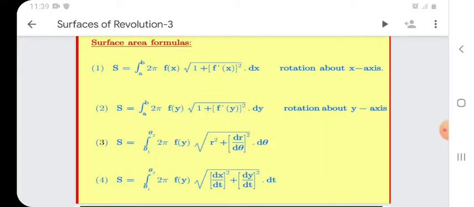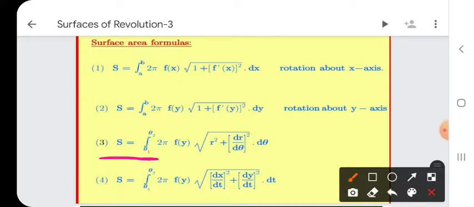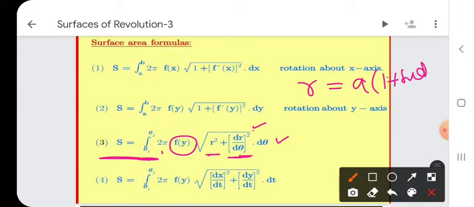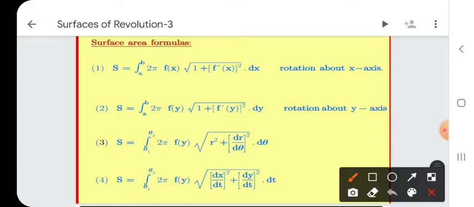See here, what is the formula? Integral theta 1 to theta 2, 2 pi f of y or f of x, root r square plus dr by d theta whole square d theta. Given equation in polar form means suppose our equation is r equals a into 1 plus sin theta. Here we write the r square value, and here we write the derivative of r. And in polar form, what are the coordinate values? x equals r cos theta and y equals r sin theta.